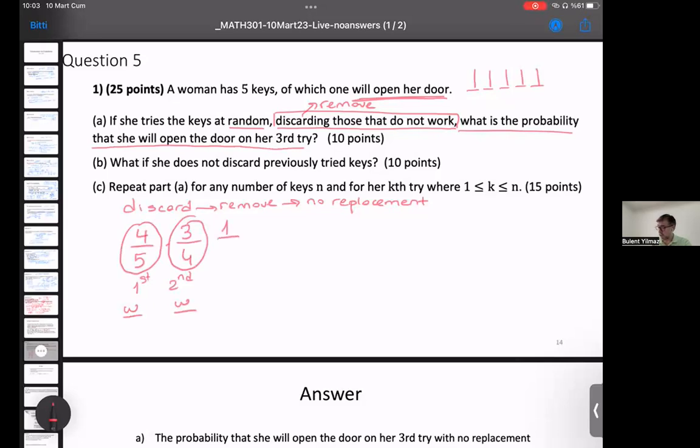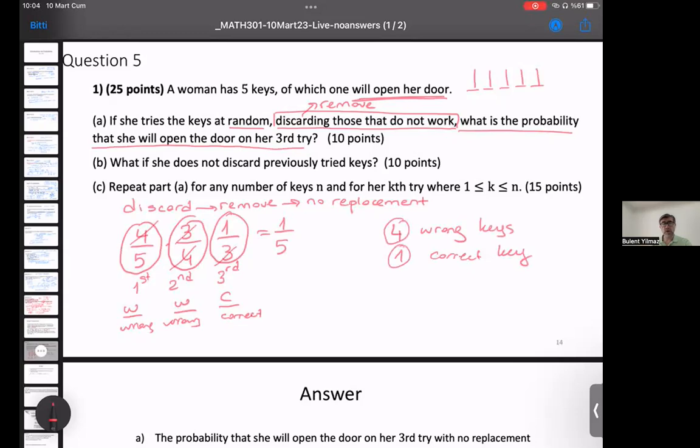Third try, right? Yes, 1/3. This is the third try, and it should be the correct one. Wrong key, wrong key, and correct key. So if I say the 4s will go away, the 3s will go away, and finally it will be 1/5. Is that clear, guys? There are 4 wrong keys, 1 correct key, but we don't know which one is which. So choosing the first one being wrong is 4 out of 5.